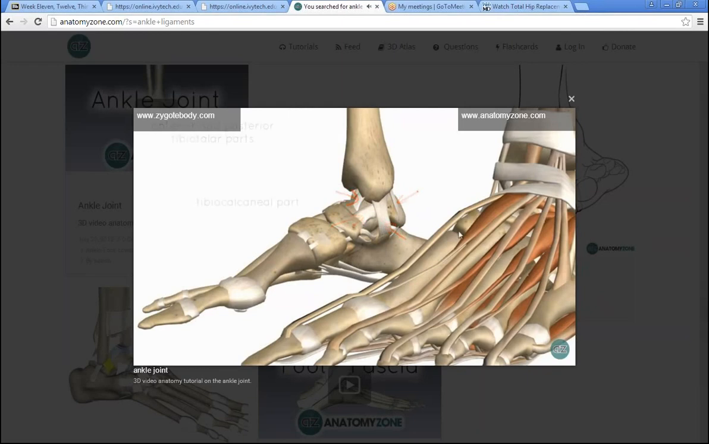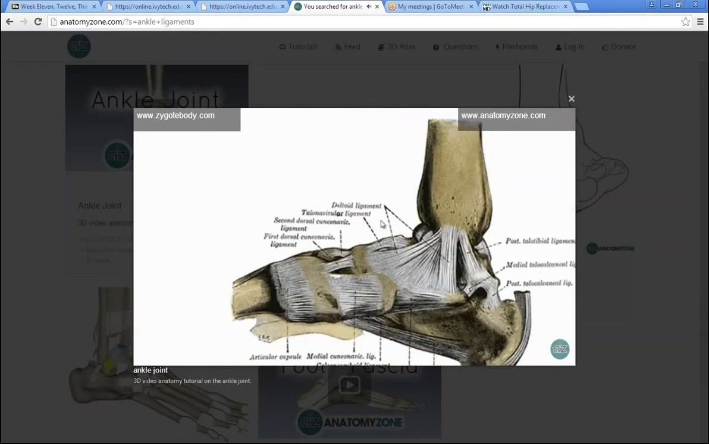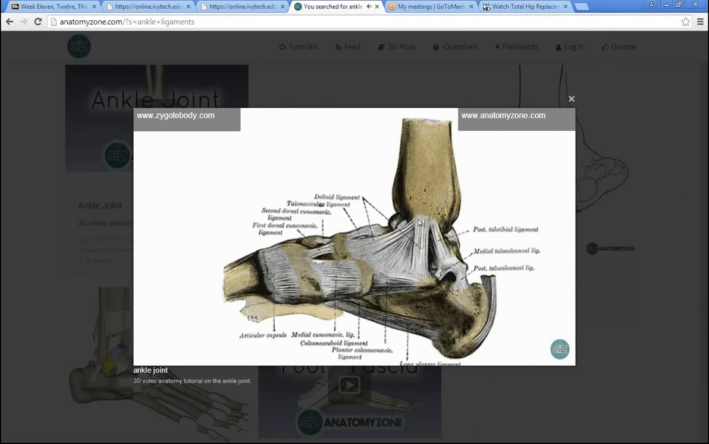I've just switched over to a diagram which shows more clearly the actual triangular shape of this ligament when they're blended together. So the medial deltoid ligament consists of 4 parts. And the word deltoid, you might remember it from the shoulder muscle, the deltoid muscle. It basically comes from the Greek delta, which is a triangular symbol. So that's why it's called the deltoid ligament. So that's the ankle joint.